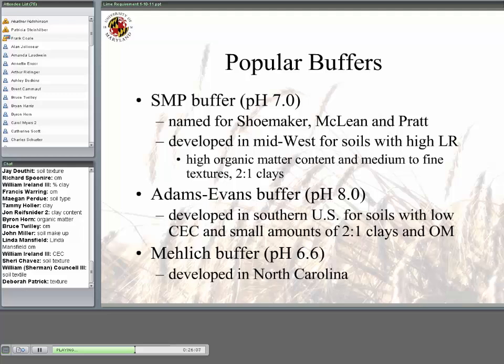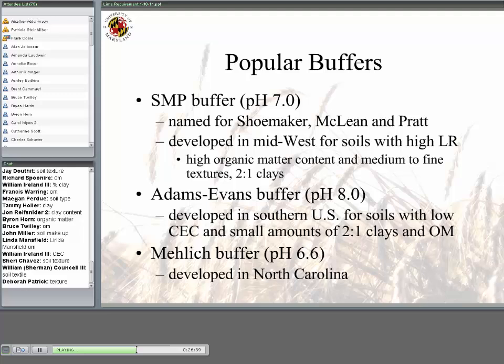Adams-Evans buffer was developed by Fred Adams at Auburn. He tried to use the SMP buffer and found that it over-limed coastal plain soils. And so he came up with his own buffer. Adams and Evans came up with a buffer. It's buffered to a pH of 8, and it was developed for southern soils with low cation exchange and small amounts of both 2-to-1 clays and organic matter. It was developed for soils with low CEC because they have 1-to-1 clays and low amounts of organic matter.